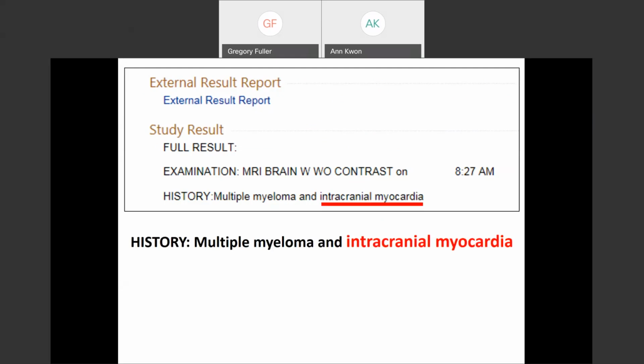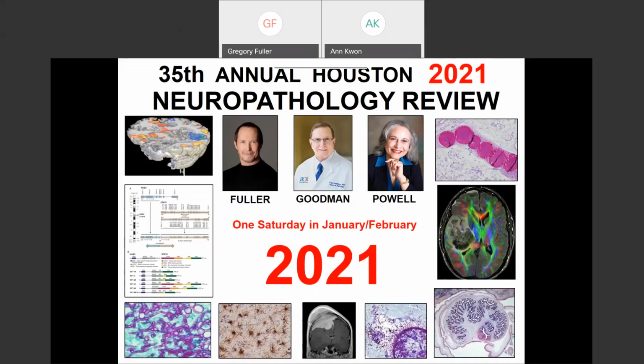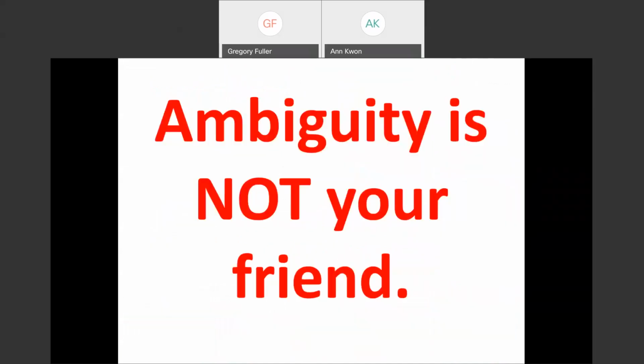Anyone a guess? I think I have it. There it is, writ large. Multiple myeloma and intracranial myocardia. That's really a strange one. Any guesses? Well, would you like to know what the patient actually had? Intracranial nocardia. No myocardia, aka nocardia. So this was a nocardia case. And at some point, I might actually show you the nocardia as an unknown case in the future. Okay, so pay attention to your reports.